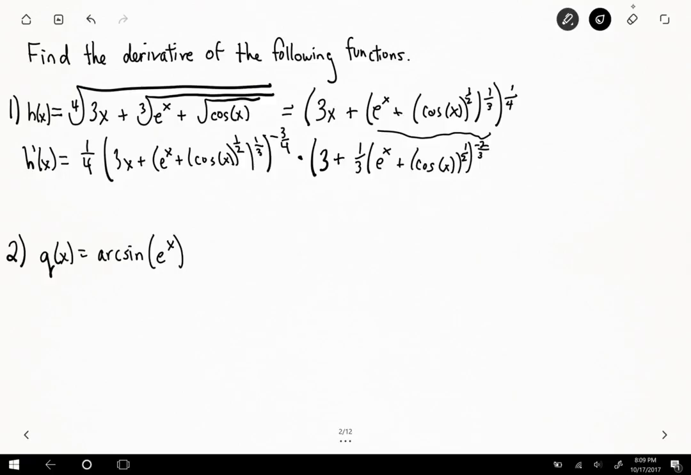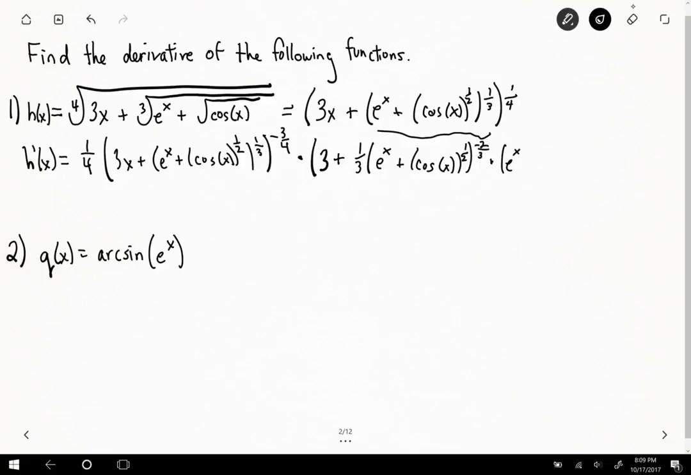Now, what do we need to do? We need to multiply by the derivative on the inside. This is the tricky part. Most people will close off the parentheses. This 3 is not multiplied by this derivative. It's just this e to the x plus the square root of cosine x, all that raised to the -2/3, and then you have a 1/3 there. That's the only piece that's raised to this power. Or this derivative, I should say.